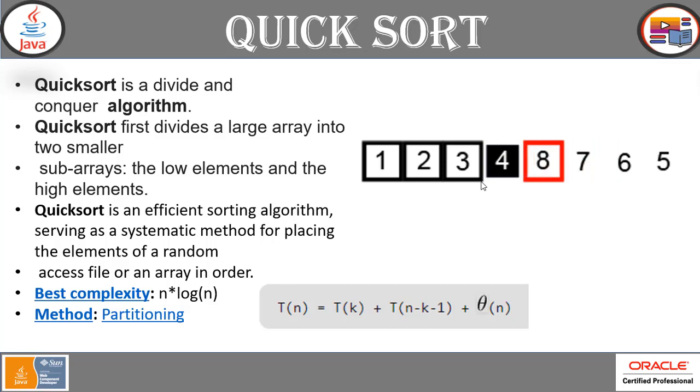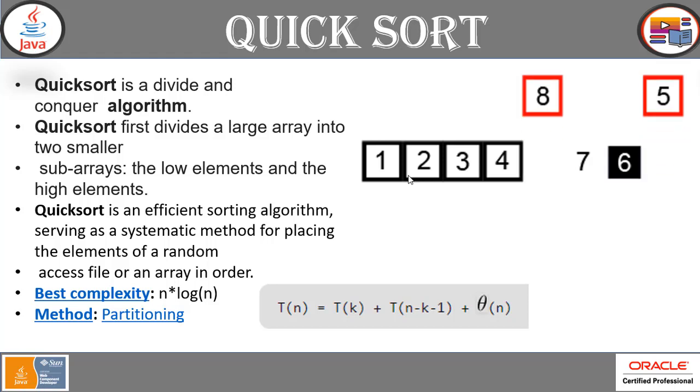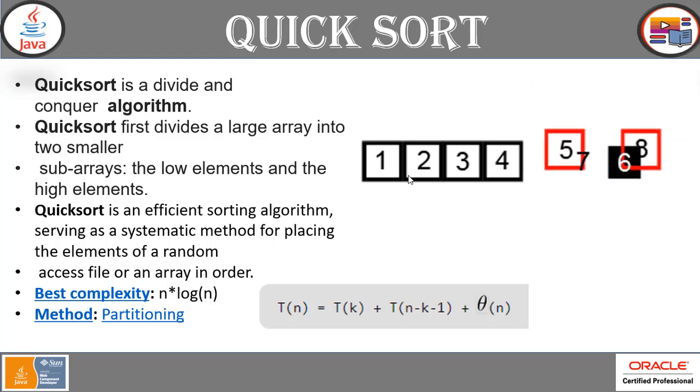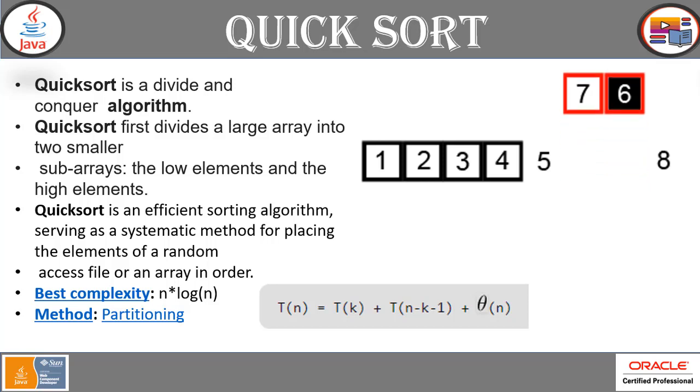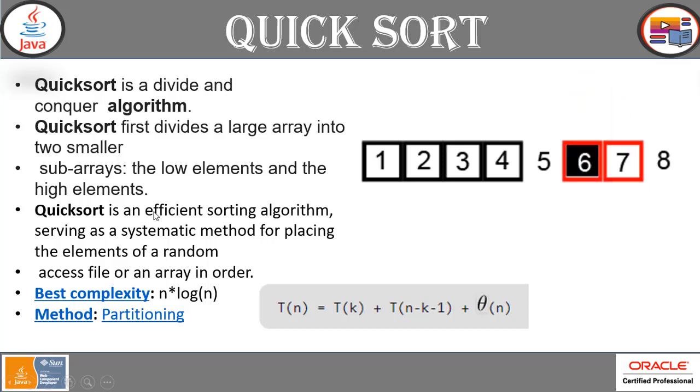Okay, let's take a look in simple words. You see, we have a large array which is divided into small arrays. That is called subarrays. Now, subarrays have low elements and high elements. So first we have to pick low and high, compare and see which one is higher and which one is lower, and swap. Compare it and swap it. So, this is how the quicksort algorithm works.